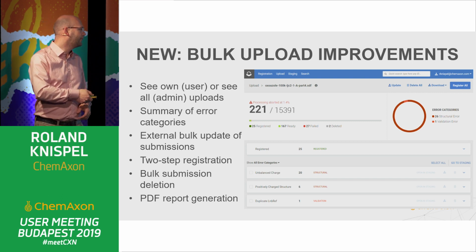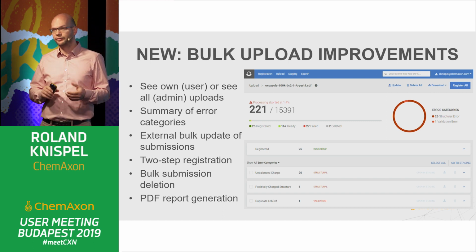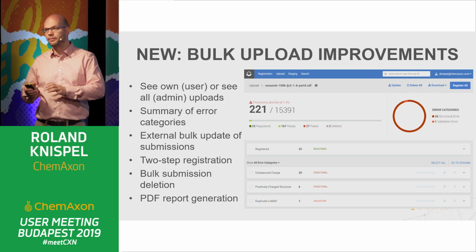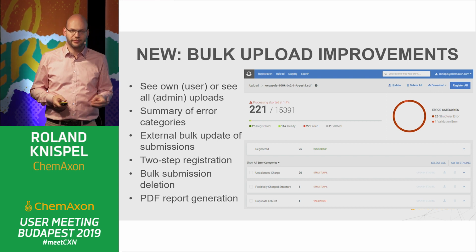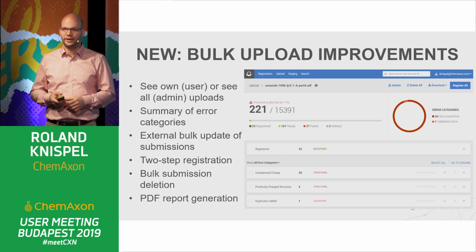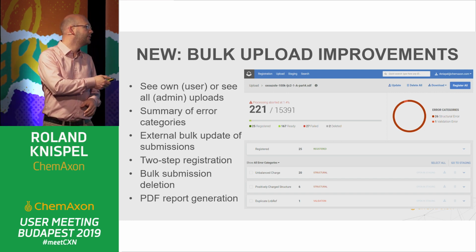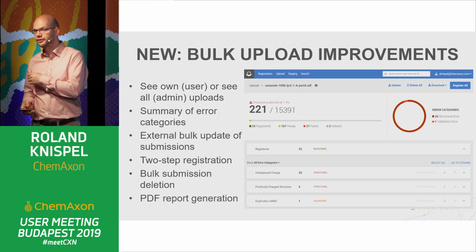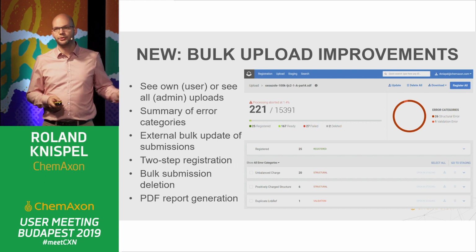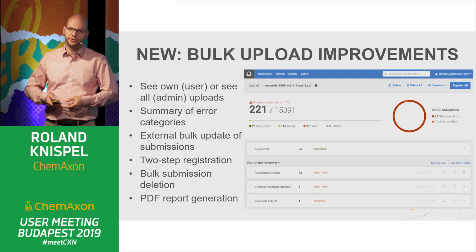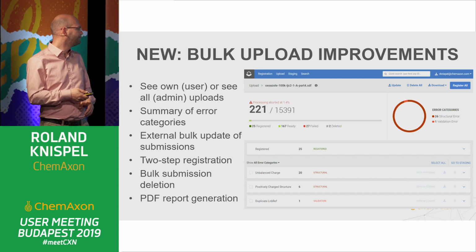Now for the failed ones, we further break down into various error categories that give you a hint about what might have gone wrong. That's especially helpful in case you have one particular error category that's showing up for most of your failed submissions. You might want to just download those failed submissions and correct them in an external tool, like a workflow pipeline tool, something like that. In order to resubmit this, you can then update your submissions and proceed with your library registration.